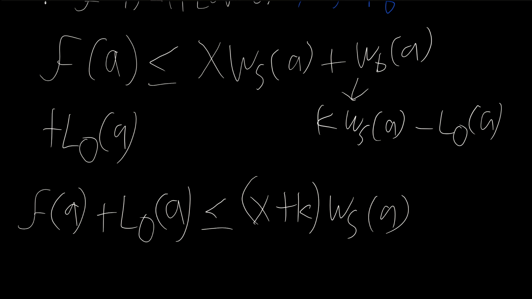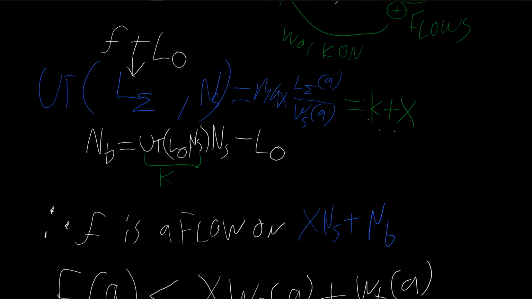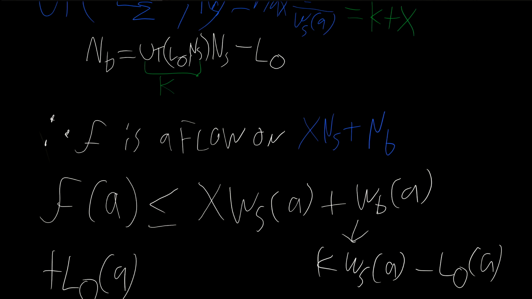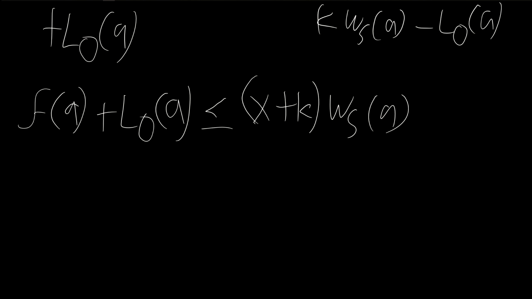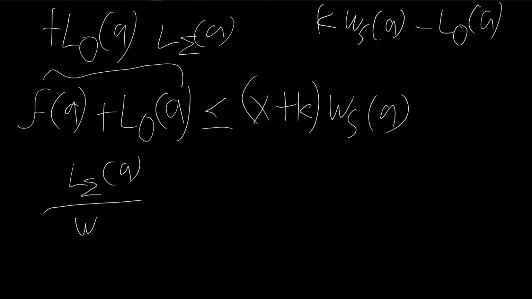This is looking very good because it's looking like this claim I made. This claim I made completely out of the blue. But now we can start to see where it comes from. Now let's divide both sides by ws. We know it's positive. We're ignoring cases where ws might have zeros in it. And we also realize, hey, wait a minute, this is load sigma at a. So we get load sigma at a over ws at a is less than or equal to x plus k.